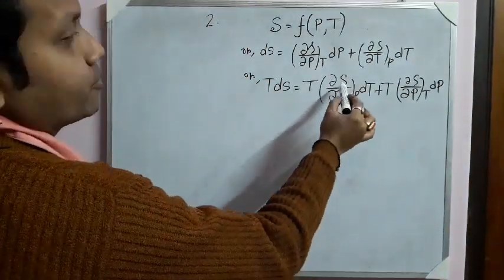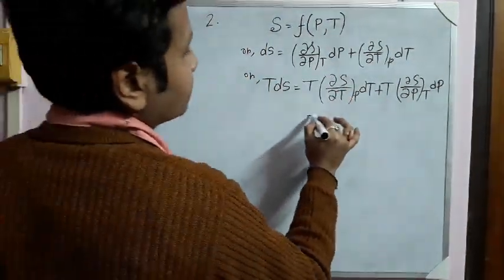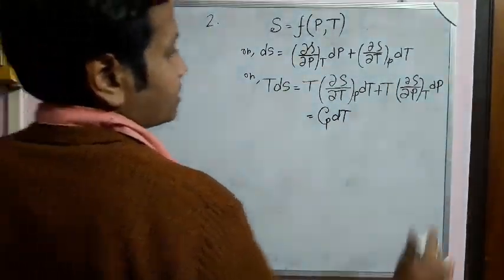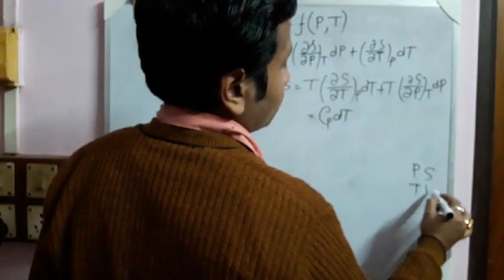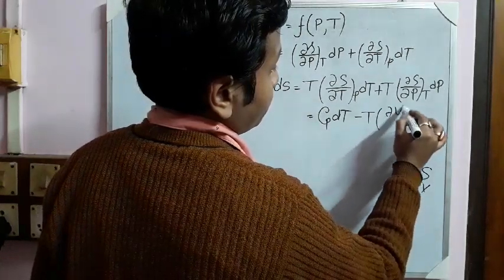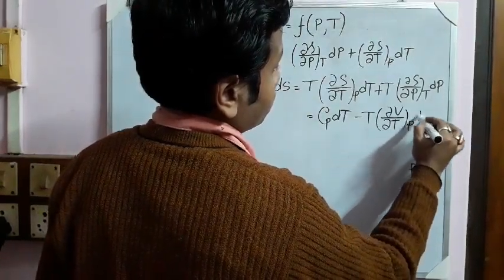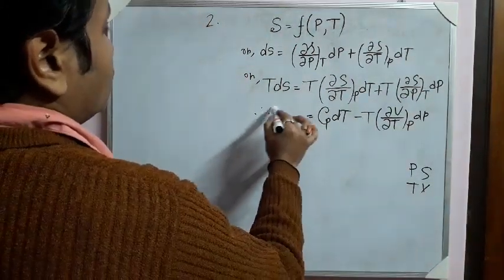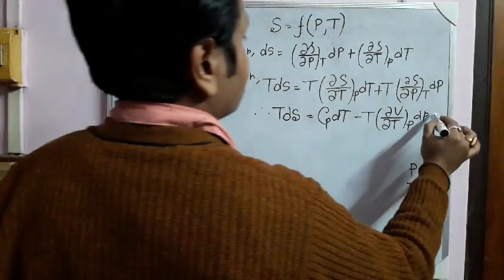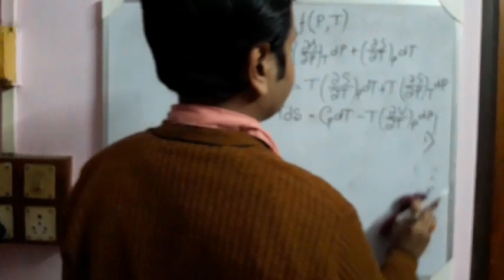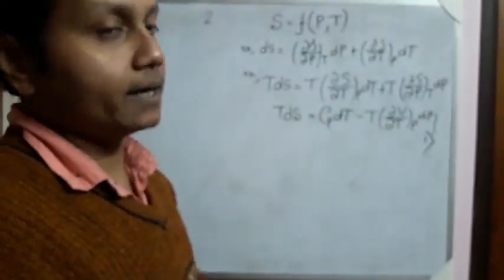So T del S means del Q, so T (del S/del T) at constant pressure is Cp, the molar specific heat at constant pressure. And from Maxwell's equation, (del S/del P) at constant temperature is minus (del V/del T) at constant pressure. So this is known as the second T dS equation.